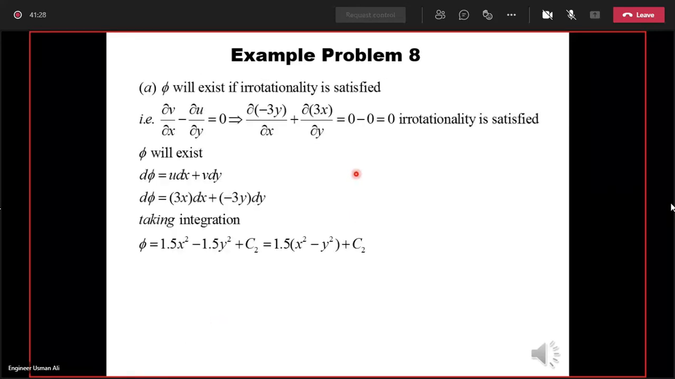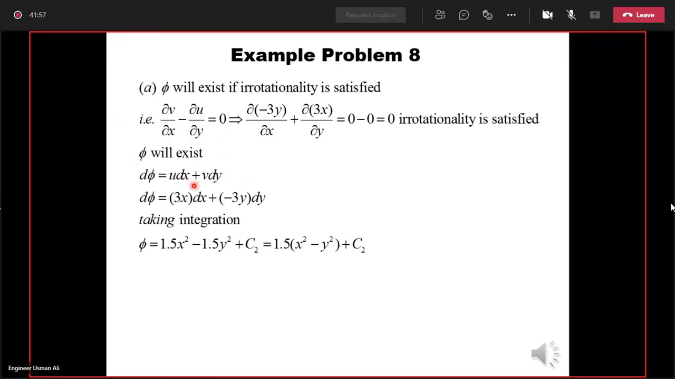Next, phi will exist if irrotationality is satisfied. We know that the equation of irrotational flow is partial v over partial x minus partial u over partial y must be 0. Put in the values of v and u, minus 3y and 3x. So partial of minus 3y over partial x is 0, and partial of 3x over partial y is 0. So the given flow field also satisfies irrotationality. It means that phi will definitely exist.